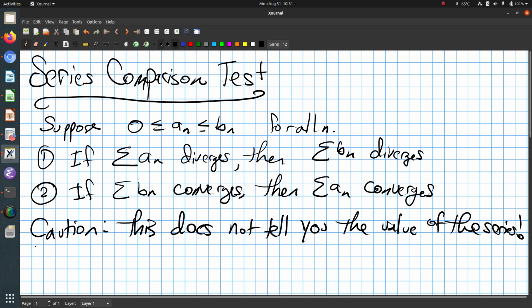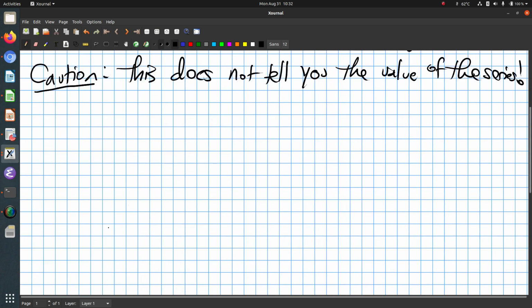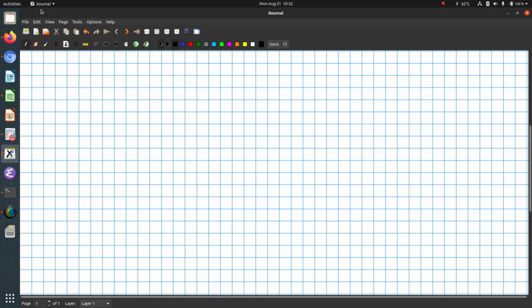So if you want to find the actual value, say for instance, you found that the a_n series converges, you will have to find that some other way. This test won't tell you. It will simply tell you that it has a value, and it leaves it to you to figure it out. So as an example, let me give you, in fact, two examples.